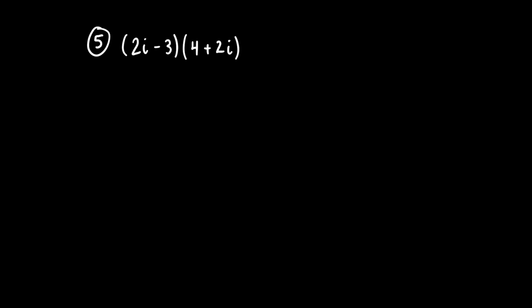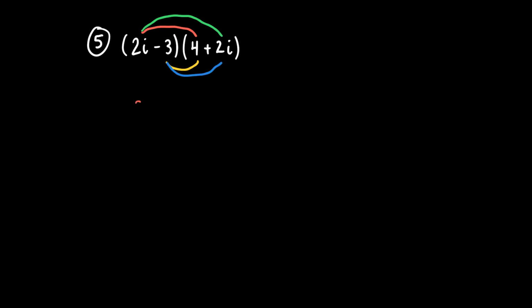The only reason I'm including this one is because this is a little backwards. We're used to having that number first. If you want, you can rewrite it as negative 3 plus 2i times 4 plus 2i. That's fine. I just multiply like normal. It doesn't bother me a whole lot. So I'm going to just distribute like I normally do.